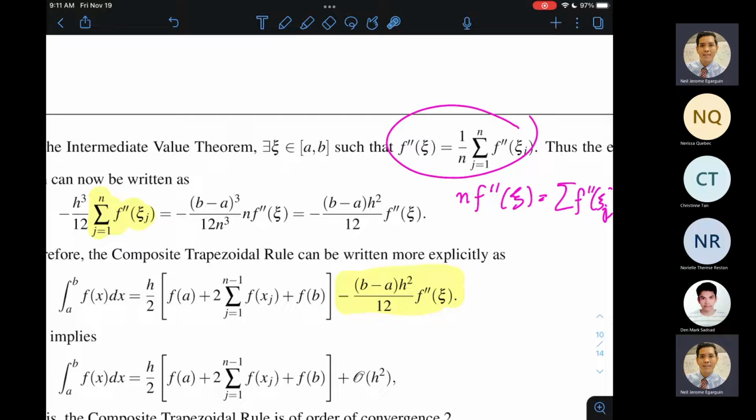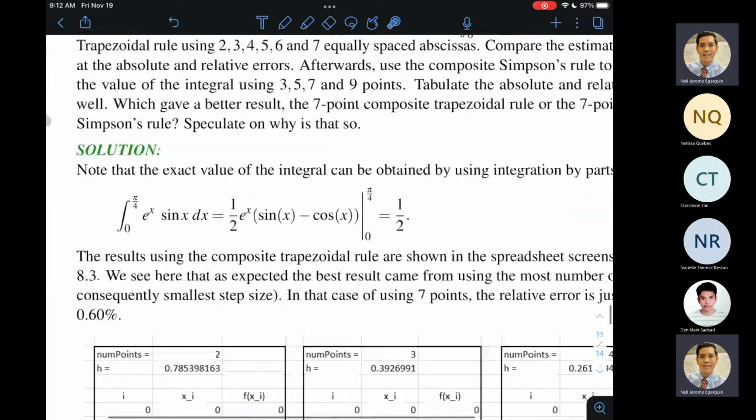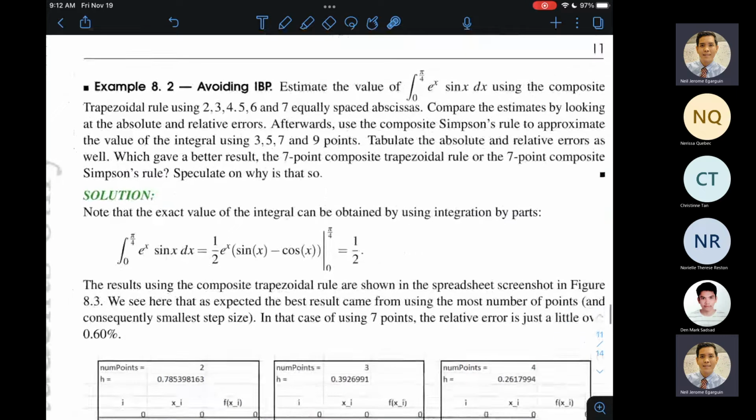Okay, I will not mention that technical detail for now. But do you guys have some questions? I hope the derivation is clear. Okay? So if you don't have any questions, maybe I'll proceed to the example here in 8.2.